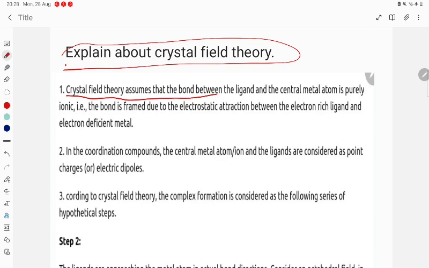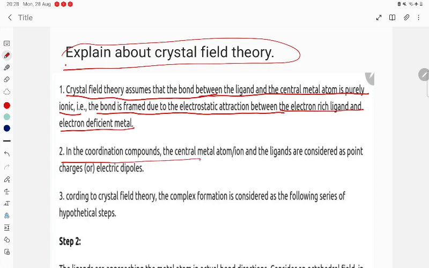Crystal field theory assumes that the bond between the ligand and the central metal atom is purely ionic. The bond is formed due to electrostatic attraction between the electron-rich ligands and the electron-deficient metal. Second point, in the coordination compound, the central metal atom or ion and the ligands are considered as point charges or electric dipoles. According to crystal field theory, the complex formation is considered in the following series of hypothetical steps.